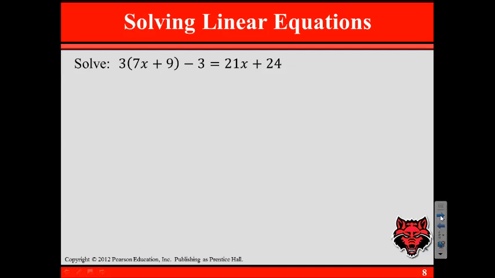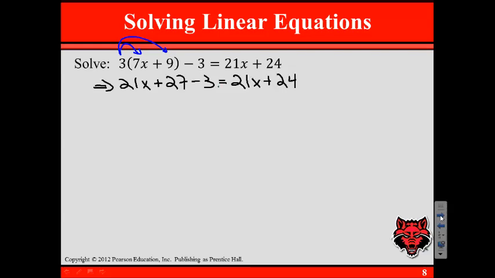Let's try another example. When we look at the left side and the right side, we see the right side does not have any like terms, nor can it be simplified. On the left-hand side, we have parentheses and possibly like terms afterward. So we need to simplify the left-hand side. We'll start by distributing 3x to both pieces in parentheses. 3 times 7x is 21x, plus 3 times 9 is 27. Bring down the minus 3. The right-hand side will stay the same.